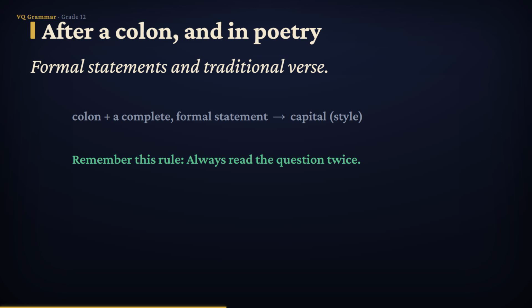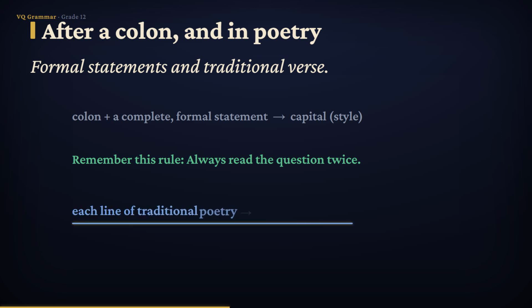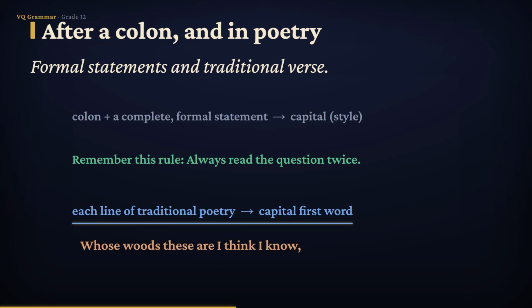Second, poetry. In traditional verse, the first word of every line is capitalized, even when the line doesn't begin a new sentence. Whose woods these are, I think I know. Capital W. His house is in the village, though. Capital H, starting the next line, even though the thought is still rolling. Modern poets sometimes drop this, but for traditional poetry, every line opens with a capital.